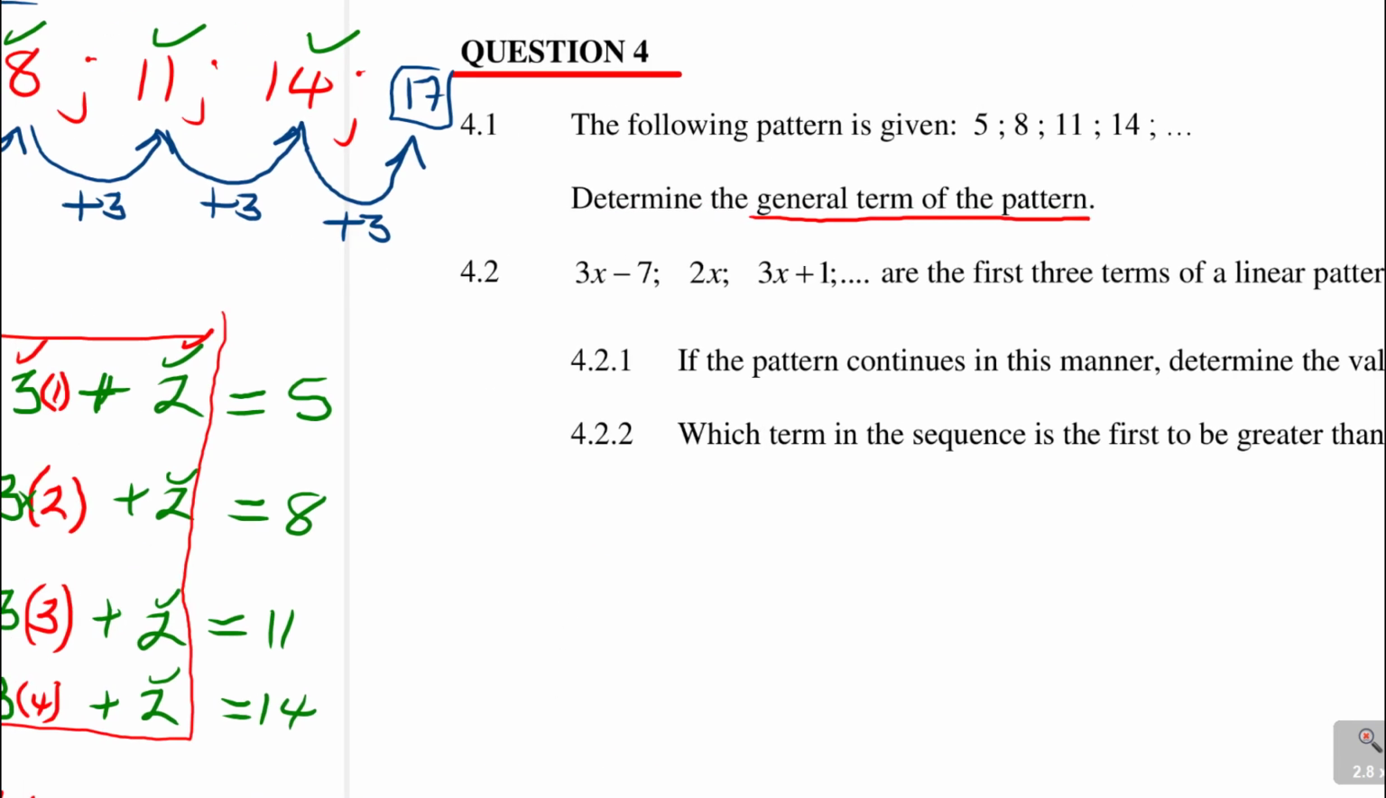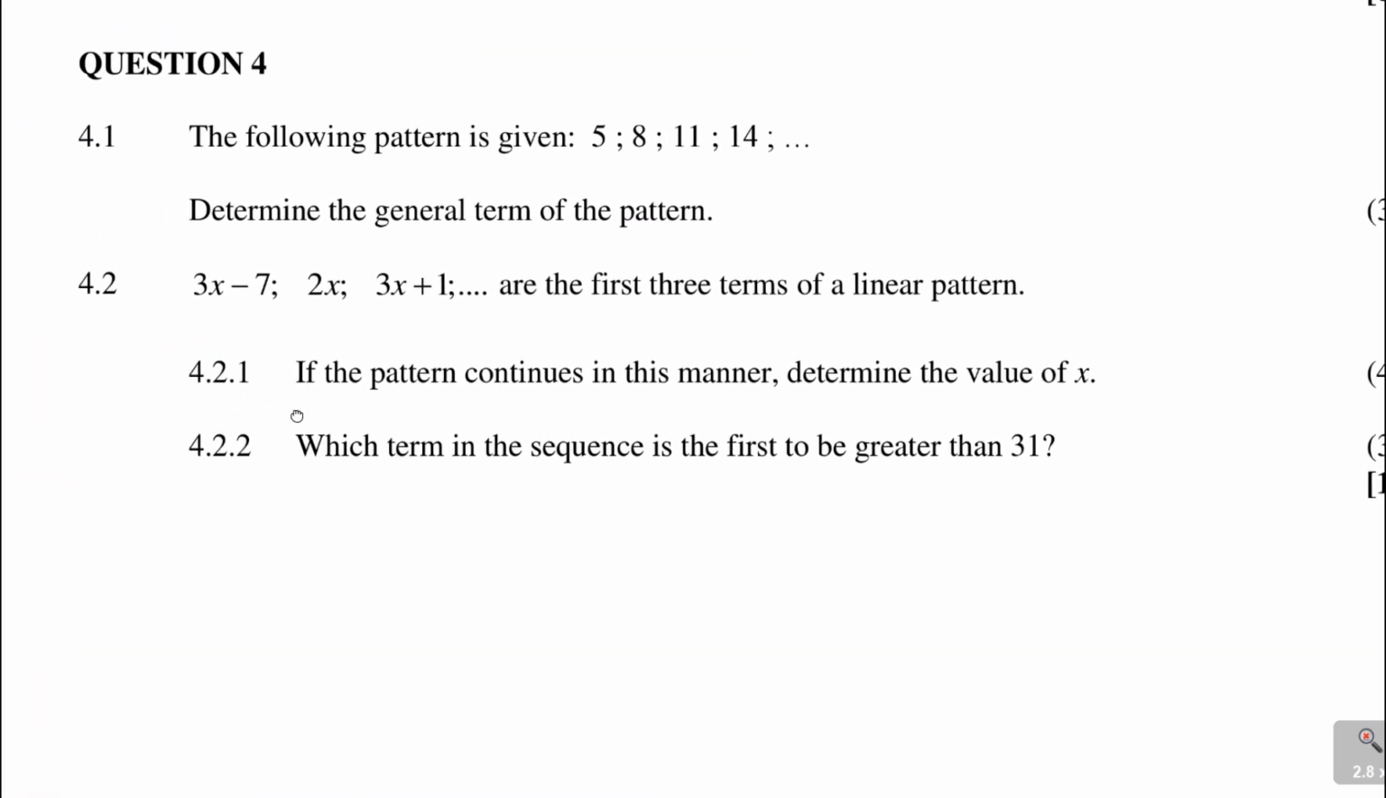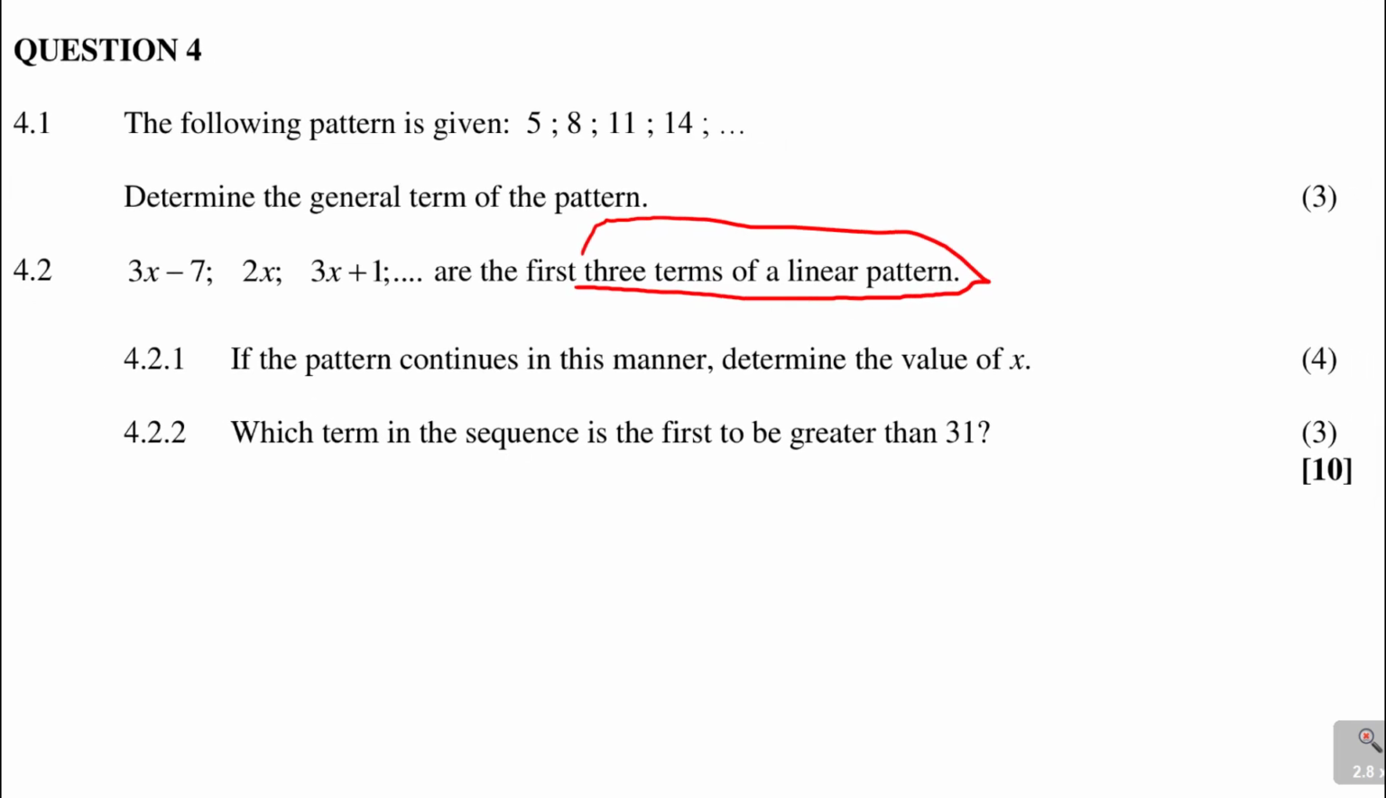That's 3 marks. It's not bad. Let's move on to the next one. Question 4.2. It says 3x minus 7, then you've got 2x, and 3x plus 1, are the first 3 terms of a linear pattern. So this is also a pattern given. Now it says, if the pattern continues in this manner, determine the value of x.